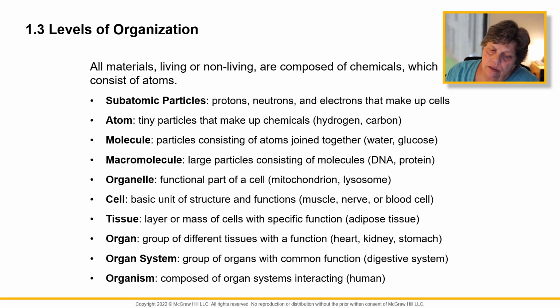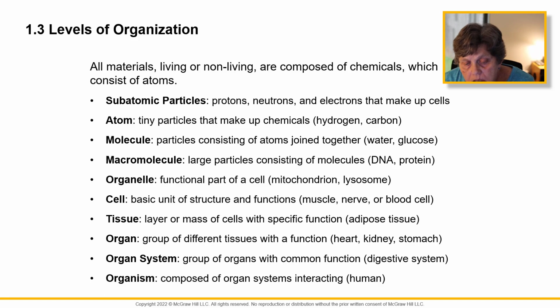And then we start to get into the organization of the body and your cells. All the cells that work together make up a tissue. So you have a layer or a mass of cells with a specific function, and that's called a tissue. As an example, we have adipose tissue, fat. You may have some other kind of tissue. We're going to go through that. There are many different kinds of tissues, and you're going to be expected to know them and to identify them.